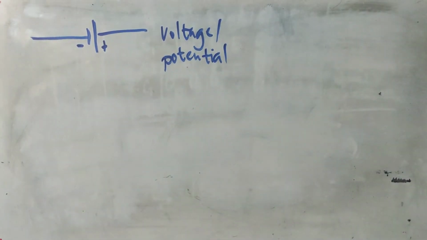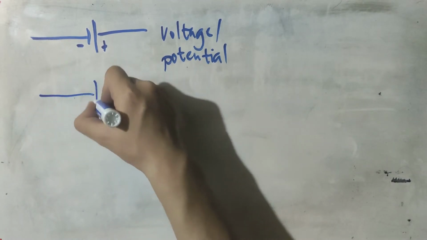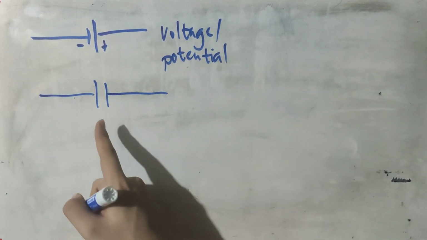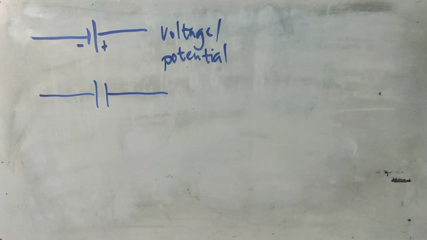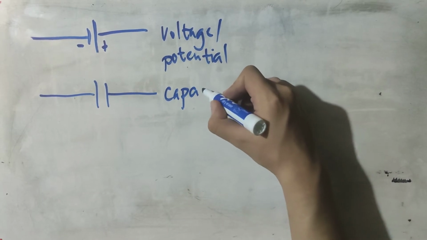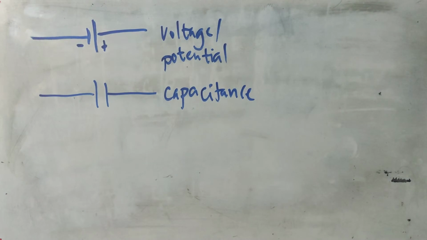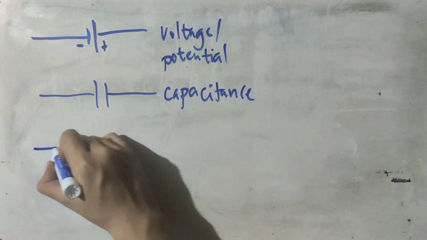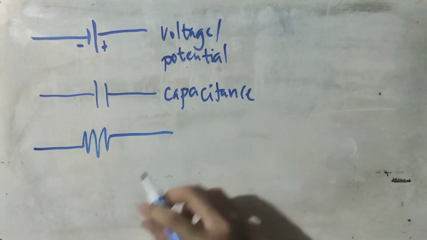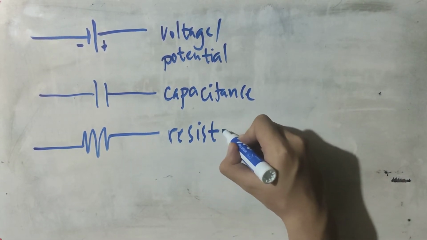Alright, then we have learned from the previous topic that capacitance looks like this, legs of equal length, so that's for capacitance. So this is a capacitor. Then for a resistor, it looks like this. Alright, so that's for resistance.